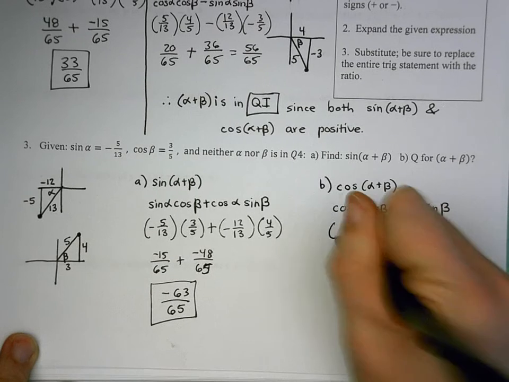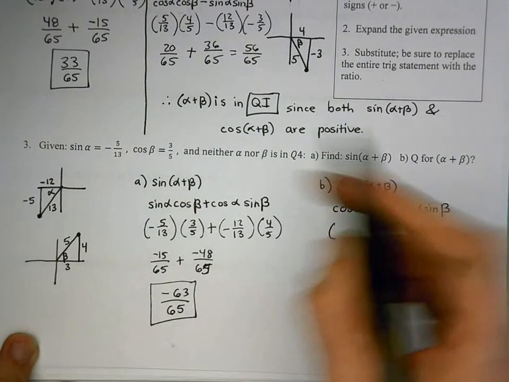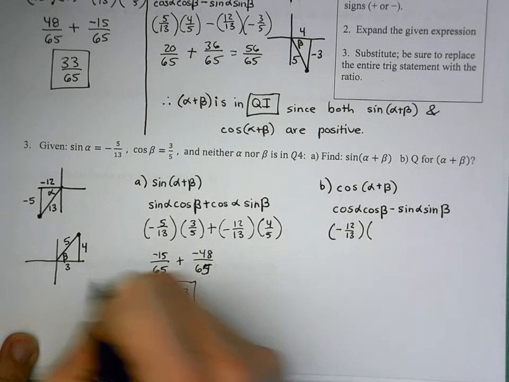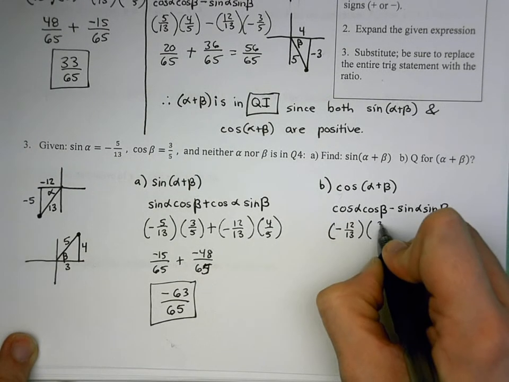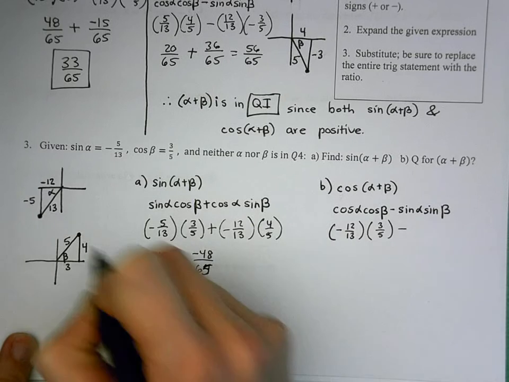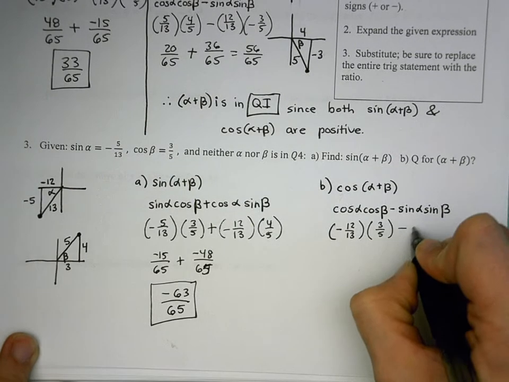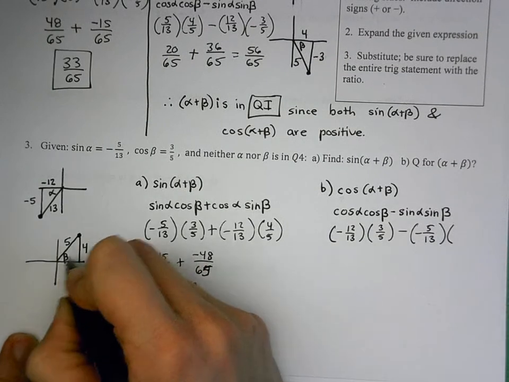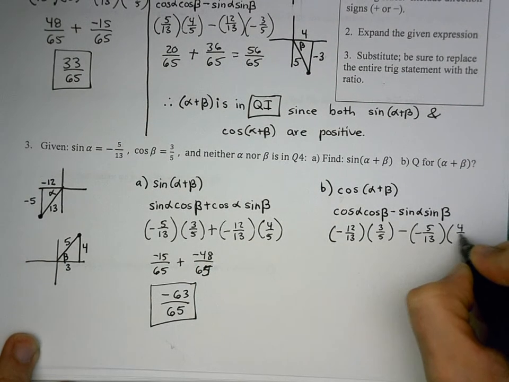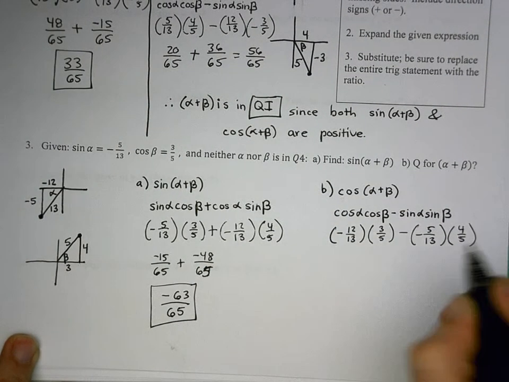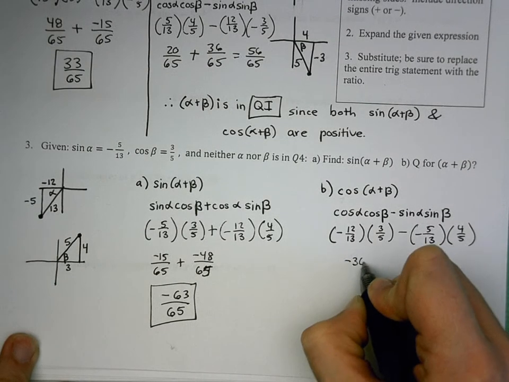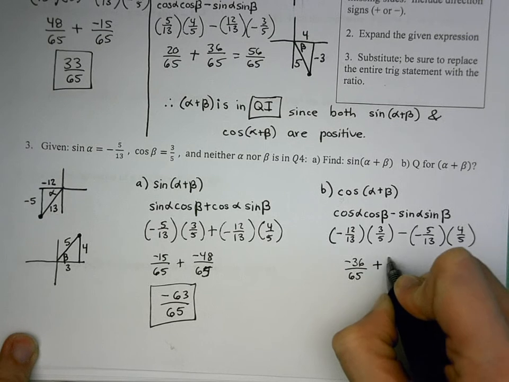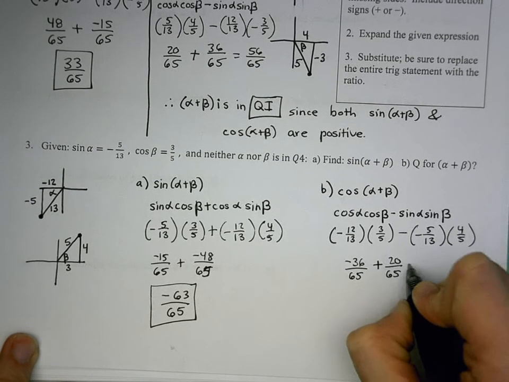Cosine alpha, here's alpha, cosine would be negative 12/13. Cosine beta would be 3/5. Sine alpha, negative 5/13. Sine beta, 4/5, which is negative 36/65 minus negative 20/65, which is negative 16/65.